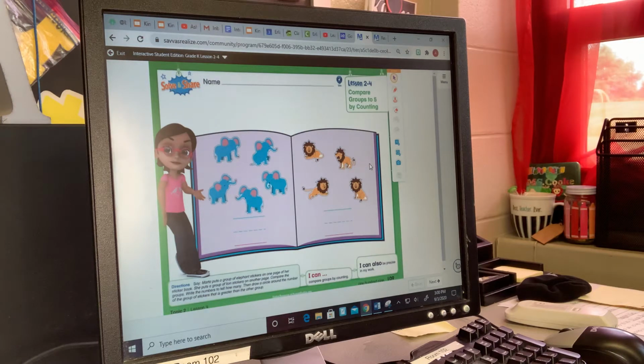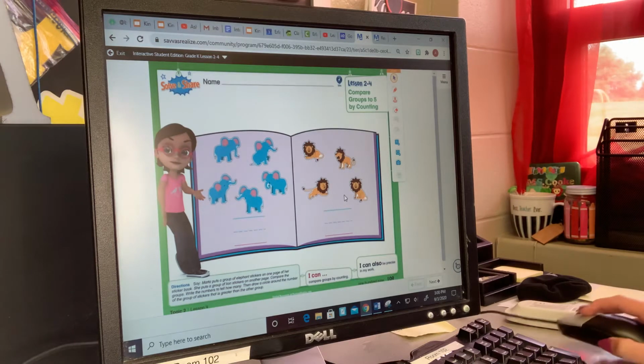So today, we're going to learn how to compare by counting. So our I can statement is, I can compare groups by counting. So Marta has a group of elephant stickers on one page of a sticker book. She has a group of lion stickers on another page. We are going to compare the groups.